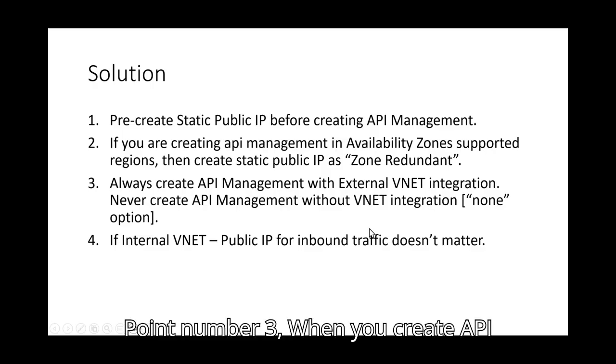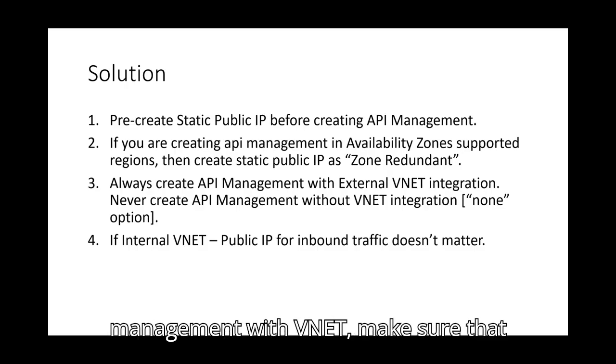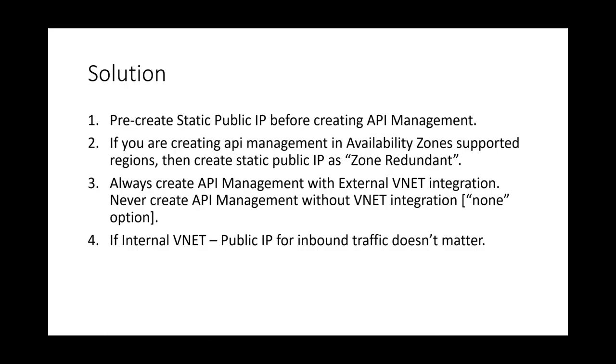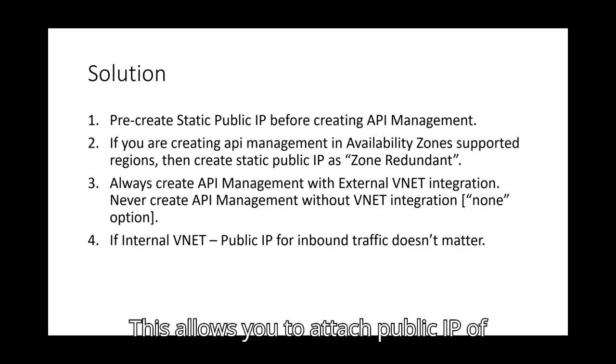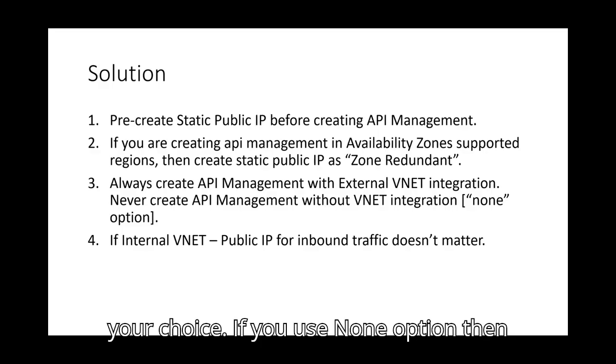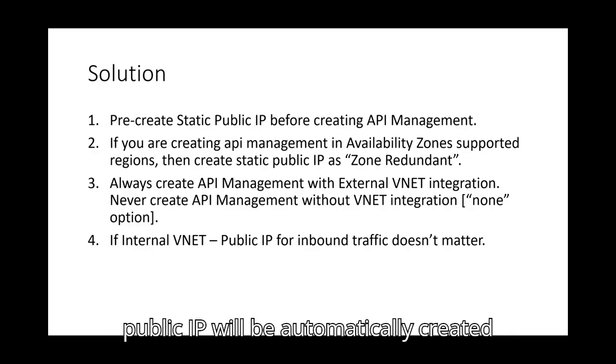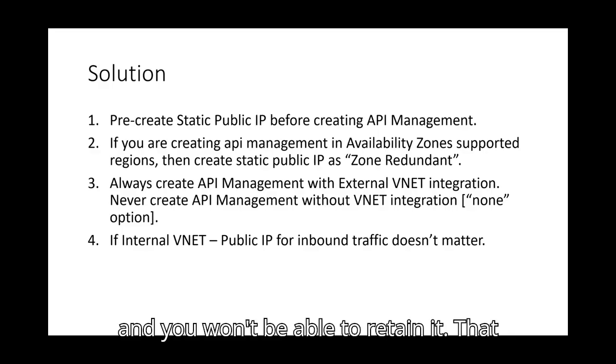Point number three, when you create API management with VNet, make sure that external is selected. Okay, so you don't have to select none. Always select external with VNet configuration. This allows you to attach public IP of your choice. If you use none option, then public IP will be automatically created and you won't be able to retain it.